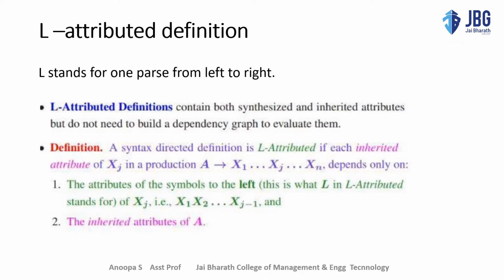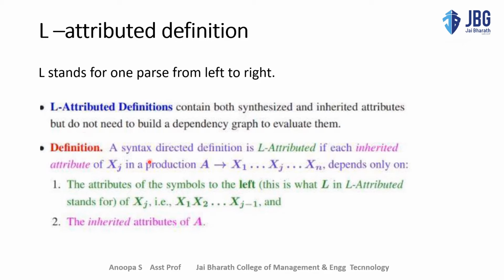Now the L attributed definition. This L attributed definition will contain a combination of inherited as well as synthesized attributes. So what is an inherited attribute? The value of a particular attribute will come either from a sibling or from a parent. So a combination of these goes to the L attributed definition. It contains both synthesized and inherited attributes, but there is no need to build a dependency graph to evaluate them.